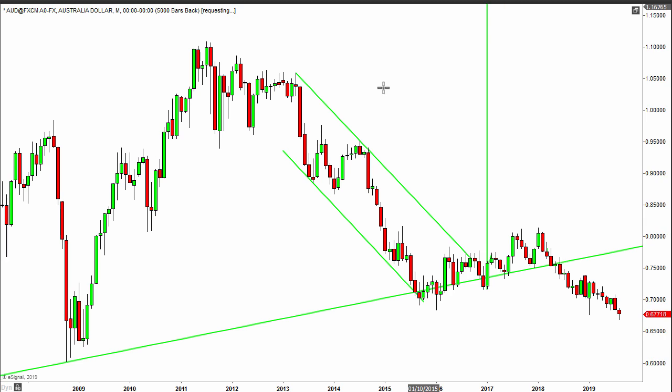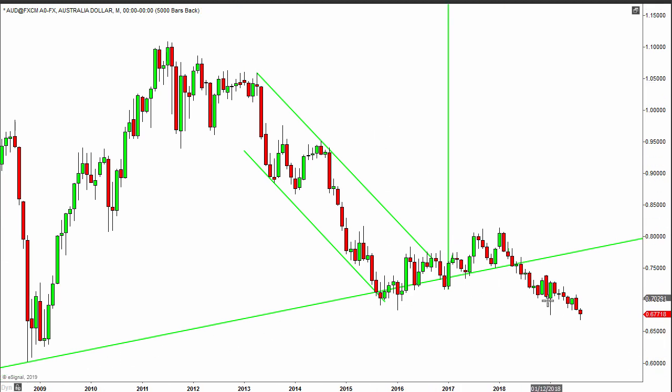So with a lot of these markets, again, look at the Aussie dollar. I leave these trend lines on because at some point in the future, if for whatever reason the Aussie came all the way back up, then that trend line would become an important zone from which price is coming back to it from underneath.